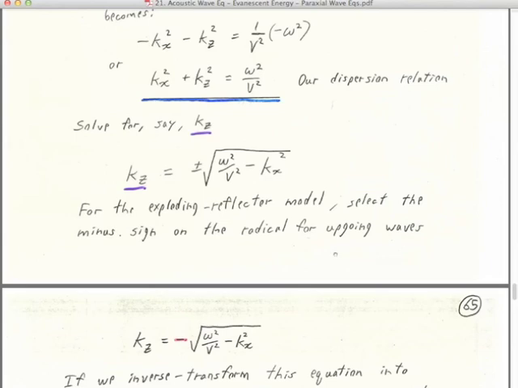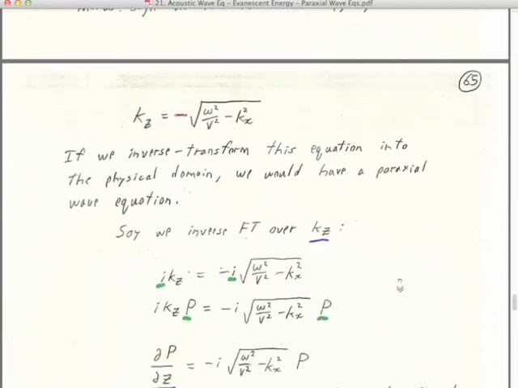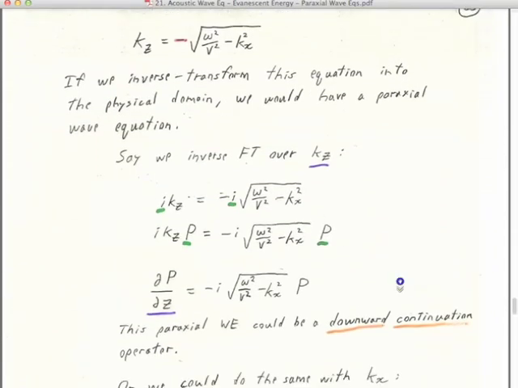That's what we need for downward continuation. And so it's going to be plus or minus the square root of the quantity omega squared over v squared minus kx squared. So we're familiar with that. That's a wide-angle solution. So for the exploding reflector model, we select the minus sign on the radical for upgoing waves. And we have kz is equal to minus the square root of the quantity omega squared over v squared minus kx squared. Now, here's a tricky maneuver. This is a part where you want to pay attention.